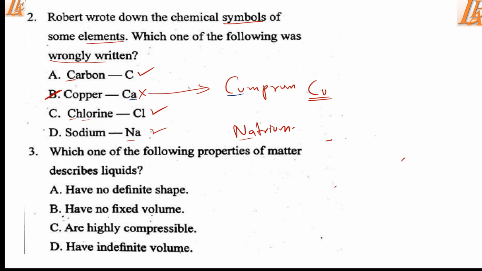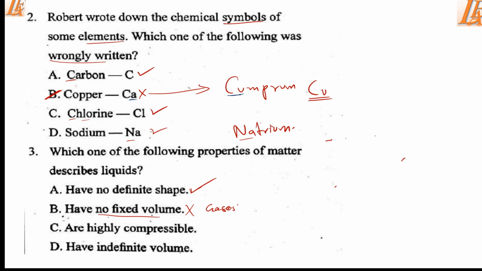Then the third question, which one of the following properties of matter describes liquids? A, liquids have no definite shape. This one is very correct. Liquids don't have a definite shape. They take the shape of the container. Then B, liquids have no fixed volume. This one is wrong. No fixed volume is for the gases.